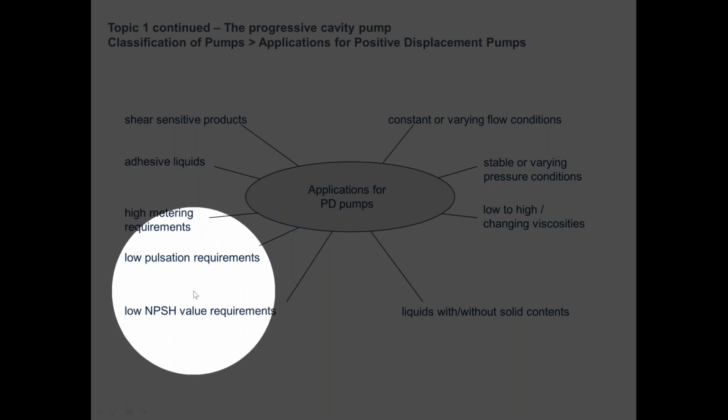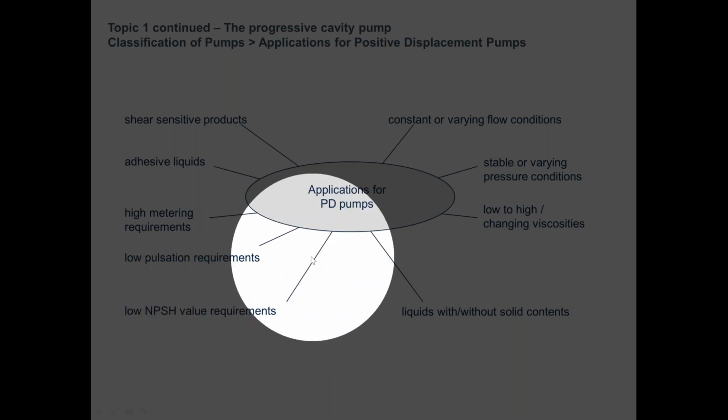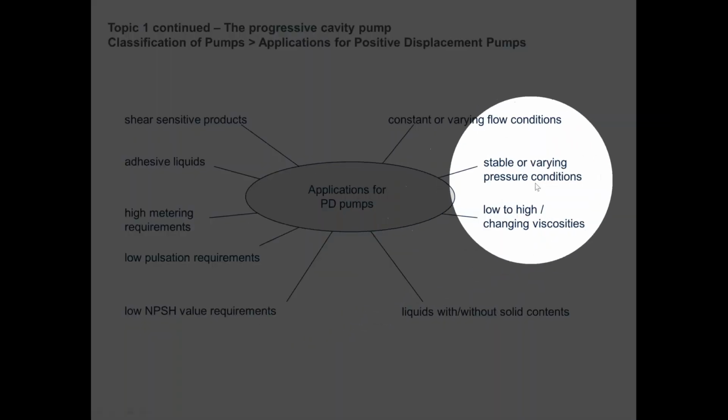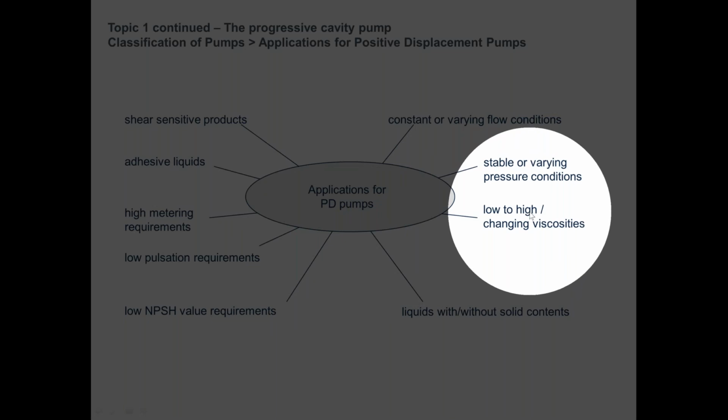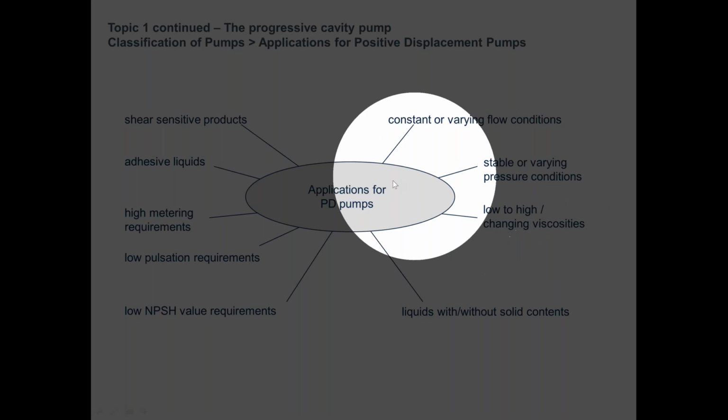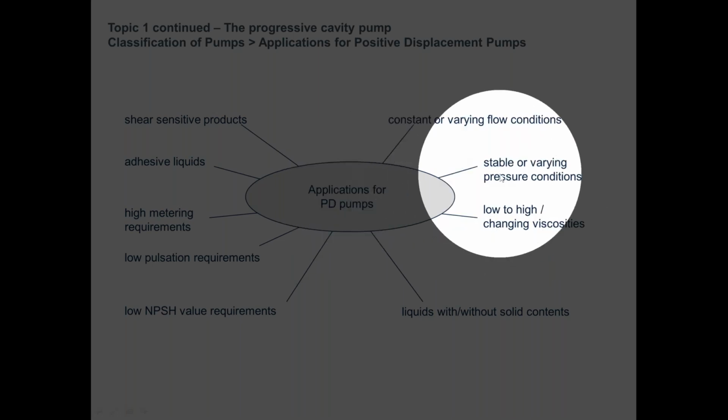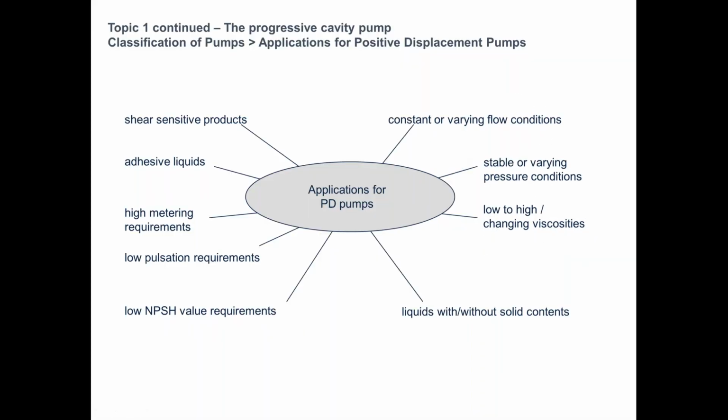Anything that requires low pulsation requirements, low NPSH value requirements. And then when we move on to here, when we talk about sludges in the environmental market, stable or varying pressure and low to high changing viscosities. You would take a progressive cavity pump and most likely put it in an application where you'd have maybe a 2% up to a 6% solids sludge, for instance.